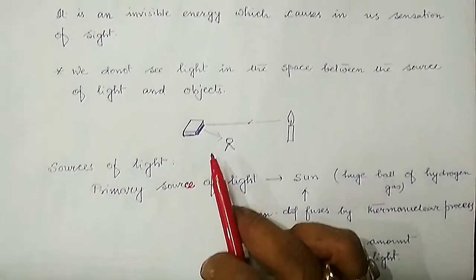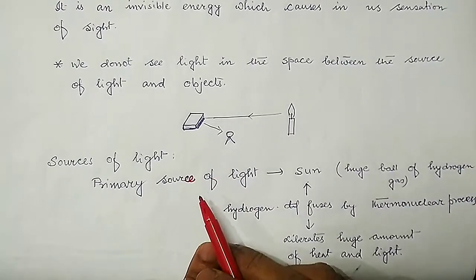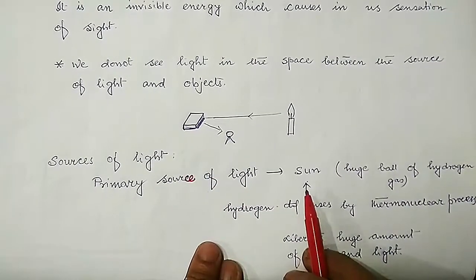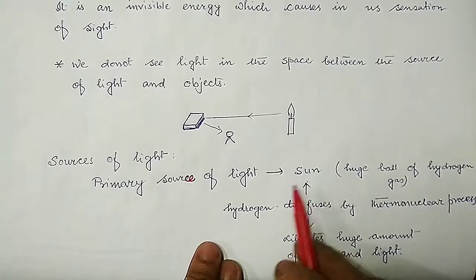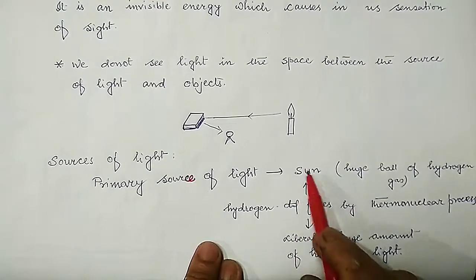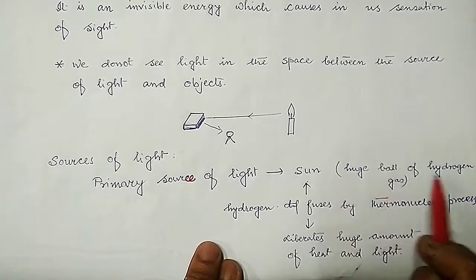Now what are the sources of light? As all of you know, the primary source of light is sun, and rather it is the ultimate source of energy for the Earth's surface. Sun actually, it is a huge ball of hydrogen gas.